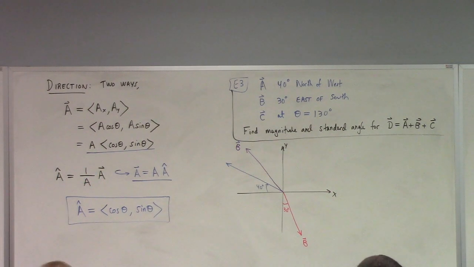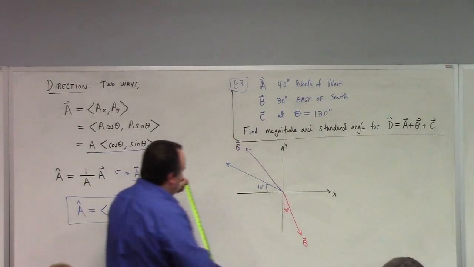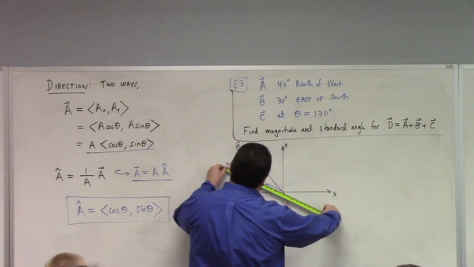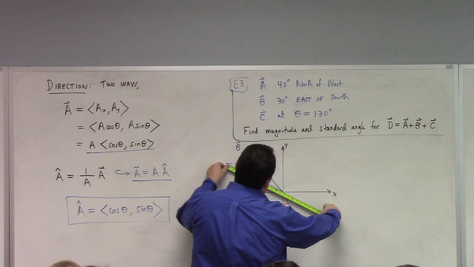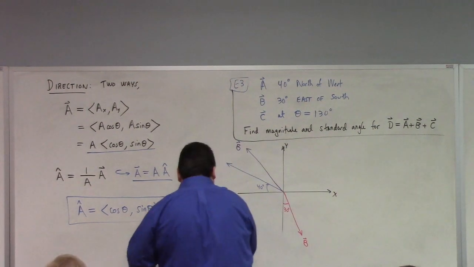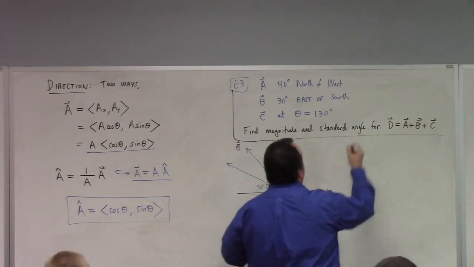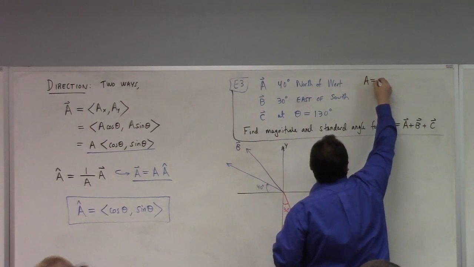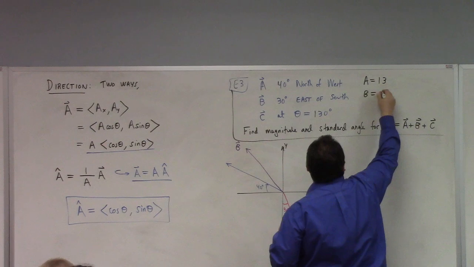Now the magnitudes, I'll figure out now. Let's see here. Magnitude of A is going to be 13. The magnitude of B is going to be 12. Let me write that down before I forget it. A equals 13. B equals 12.